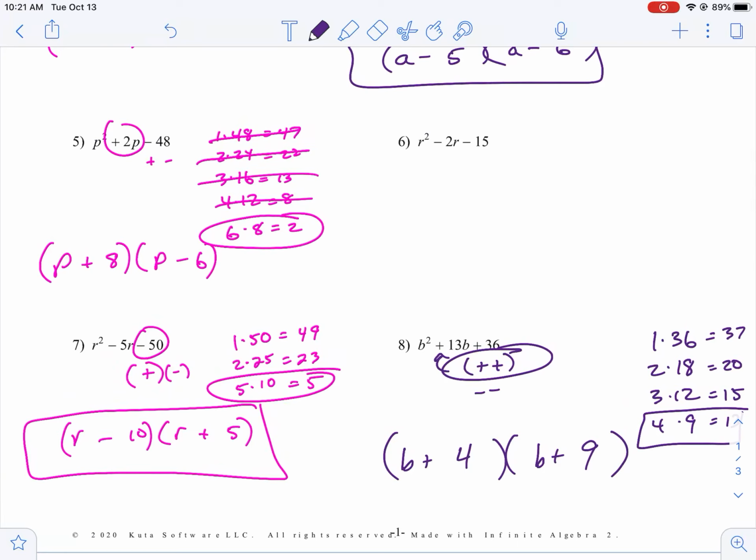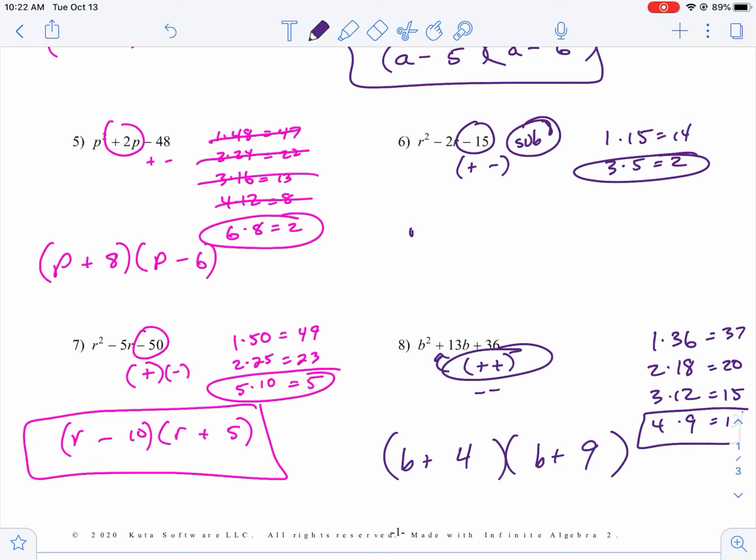All right, let's do 6. This one's negative, so 1 is plus, 1 is minus. Okay. So we're trying to subtract. Because 1 is plus and 1 is minus, we're trying to subtract. Okay. 1 times 15, 15 minus 1 is 14. 2 doesn't work. 3 times 5, 5 minus 3 is 2. Okay, so there you go. That's the answer. All right, so R minus 5 and R plus 3. Now the bigger number gets the sign. So the bigger number is negative, so the other one is positive. Okay.